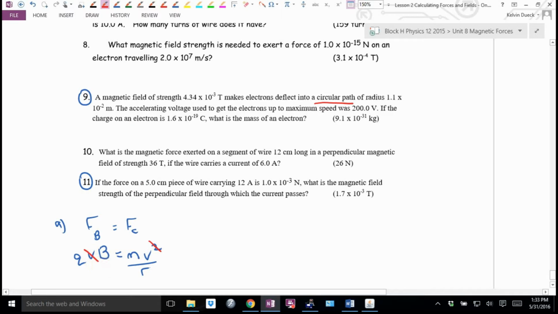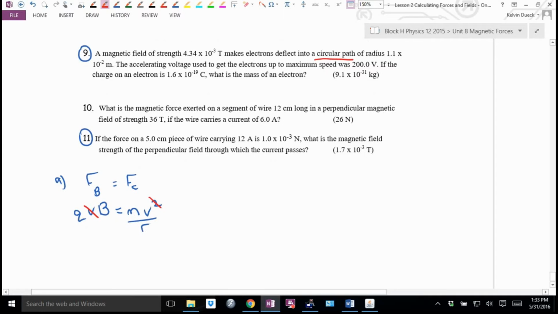Yay! The V cancels. They want me to get the mass of an electron. Okay, to get the m by itself, I'm hoping, Josh, you got this far. You said times by R divided by V. Is that okay so far? So I get this. The mass is going to be QBR over V.